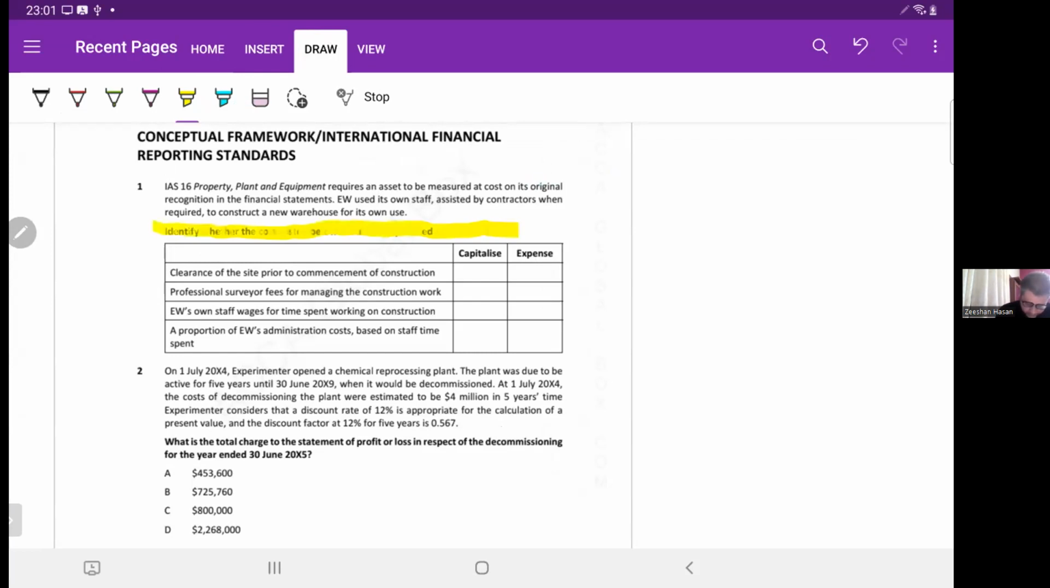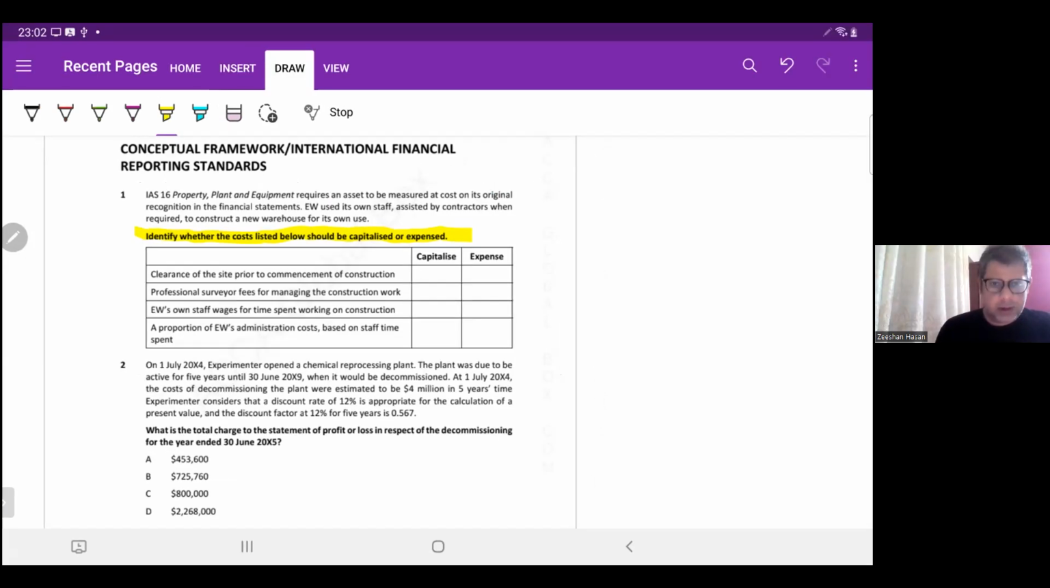IAS 16 Property, Plant and Equipment requires an asset to be measured at cost on its original recognition in the financial statements. AW uses its own staff, assisted by contractors when required, to construct a new warehouse for its own use. Now, firstly, clearance of site prior to commencement of construction. Well, we will capitalize it.